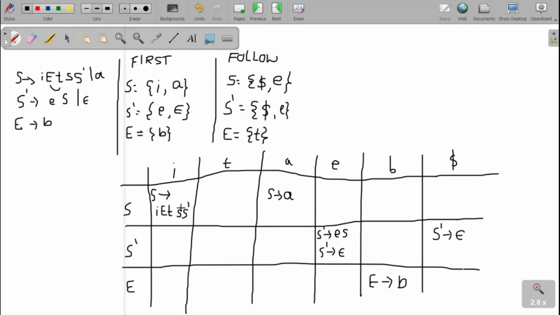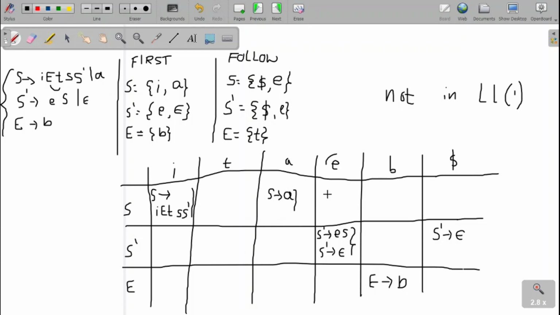First, check here. Here it is only one production. Here also one production. Here I have two productions, for S dash and E. If I have more than one production over there, then it is a clear indication that the grammar is not in LL(1). So this grammar is not in LL(1).